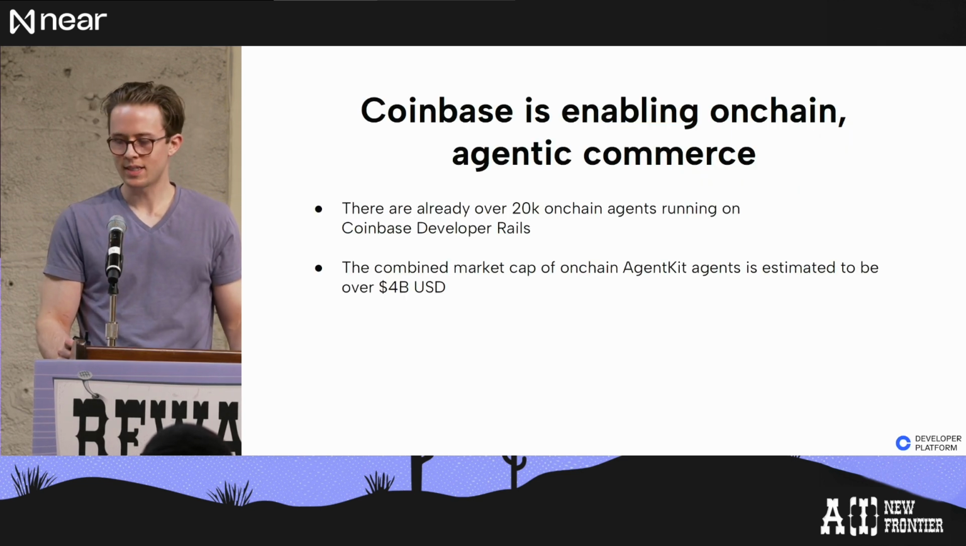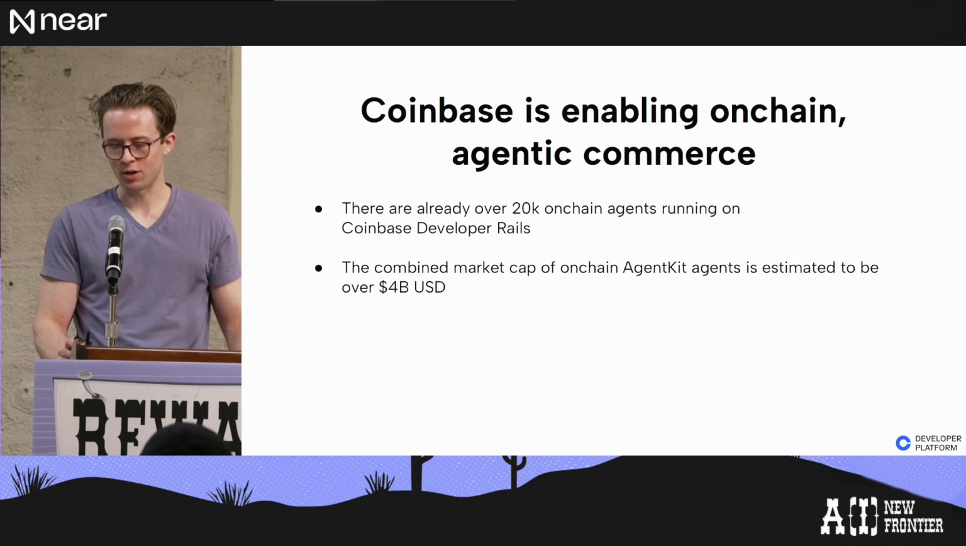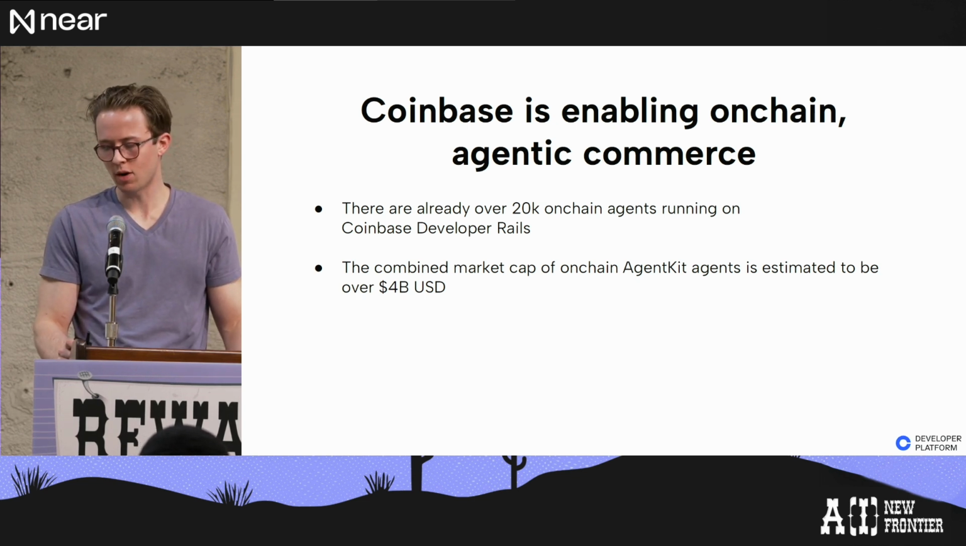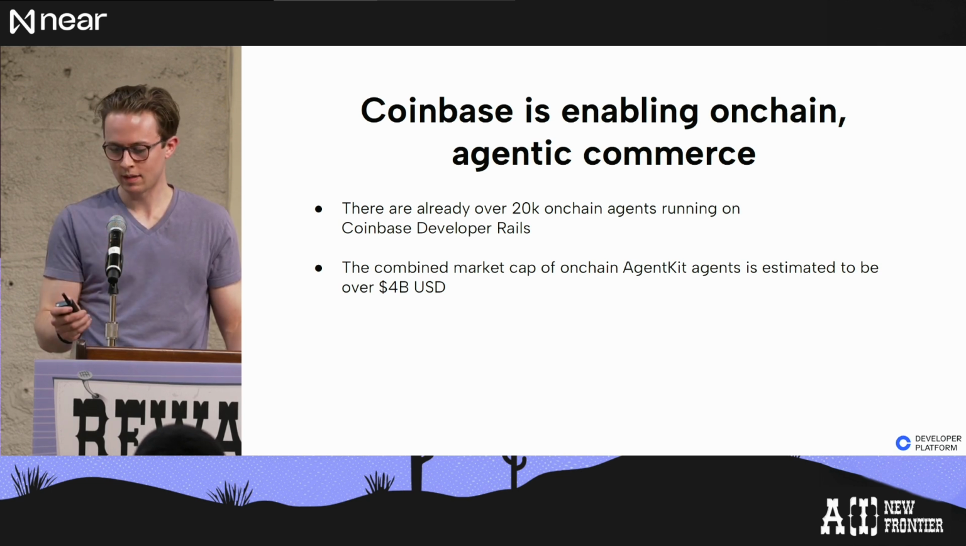So Coinbase is enabling on-chain agentic commerce. There are already over 20,000 on-chain agents running on Coinbase Developer Rails. The combined market cap of on-chain AgentKit agents is estimated to be over 4 billion USD today, and we're deploying more and more agents from our developers every day.